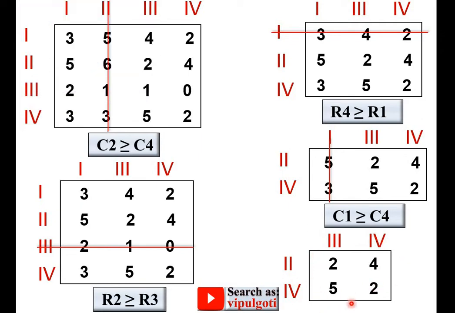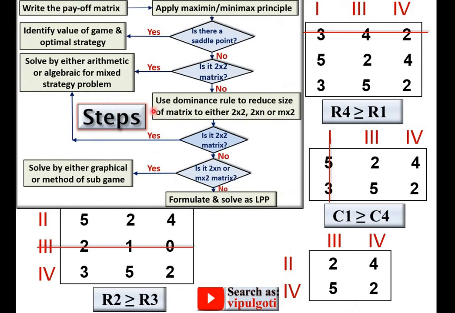Now once again revise the steps of the game theory. After applying the dominance rule, you have to ask the question, is it a 2 by 2 matrix? So here you can see, yes, definitely it is a 2 by 2 matrix. So the answer is yes, and so you can solve the problem by either the arithmetic method or the algebraic method. Here I am going to apply the algebraic method to solve this game problem.